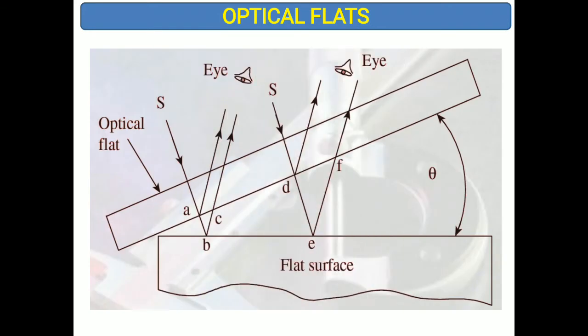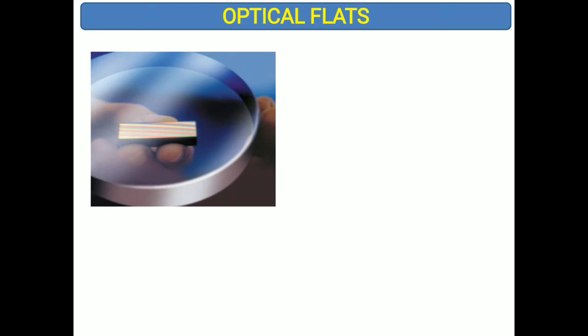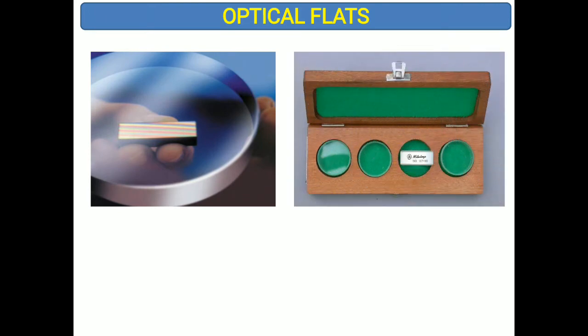Here you can see this is the optical flat and this is a surface, meaning the surface to be inspected. Optical flat means it is a circular glass. You can see it here. This is the optical flat. An optical flat is a glass circular object with some thickness. These will be made of high quality glass. It will be placed on the surface whose flatness we need to check.